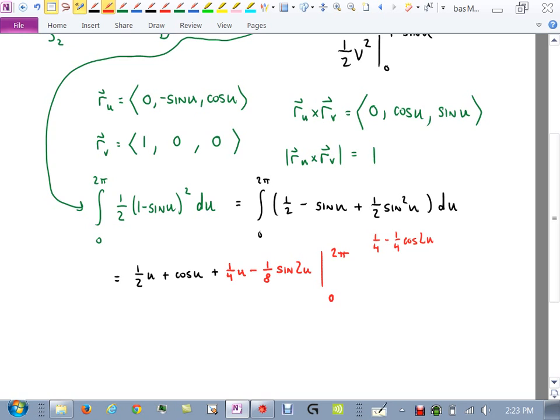My goodness, what's the answer here? Plug in 2 pi, we get pi. What's cosine 2 pi? 1 plus pi over 4 minus sine of 2 pi, sine of 4 pi, 0. So that's gone. Then minus, now plug in 0. We get 0. What's cosine of 0? 1, right? What's sine of 0, 0? So that's just that. I think these 1's cancel.